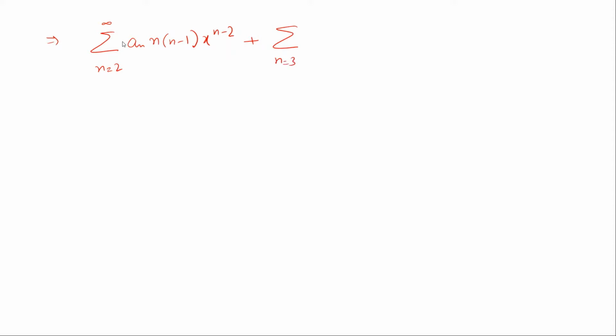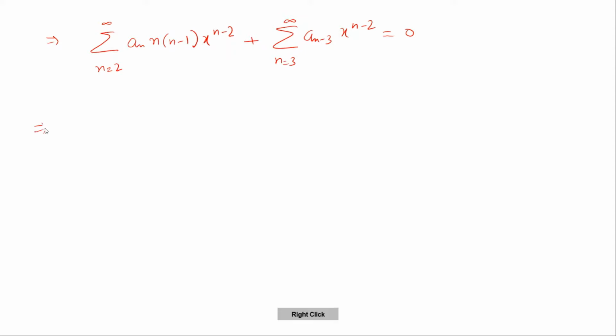Okay, so now we can consider the sum from n equals 2 to infinity of a_n into n minus 1 x to the power n minus 2, plus the sum from n equals 3 to infinity of a_(n minus 3) x to the power n minus 2 equals 0.